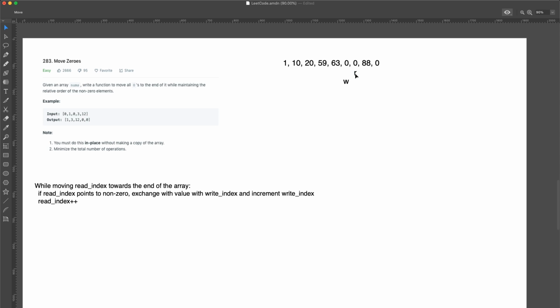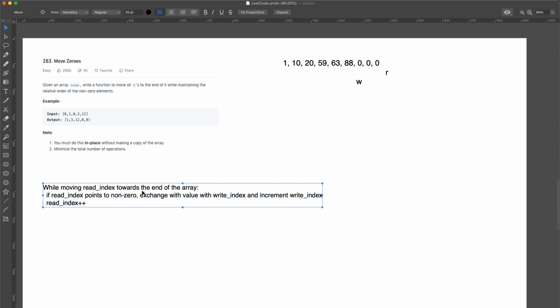Encounter a zero value, so increment the read index. Then the read index encounters a non-zero value and it is exchanged with the write index, swapping with 0. Then increment the write index, increment the read index. Keep moving forward. And when the read index is out of the array, we just break the loop, and that's the result we want.